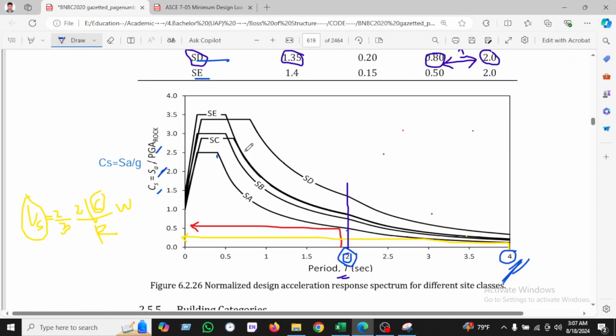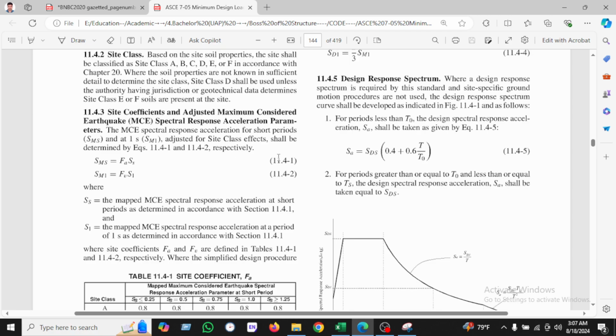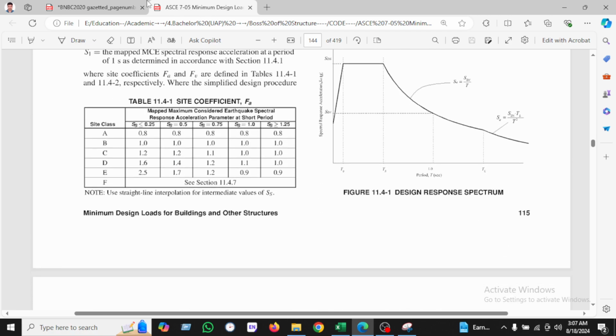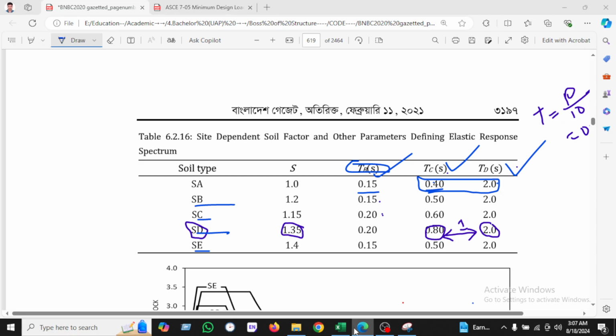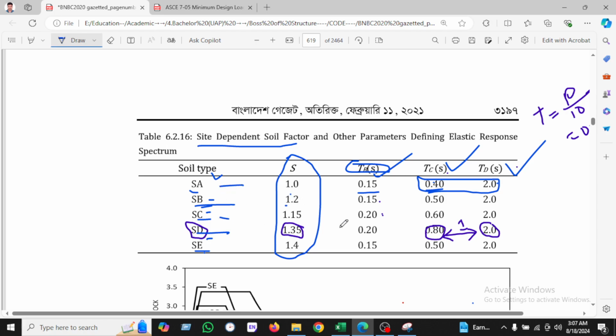Here are the BNBC codes and here is the ASCE 7-05. So I am following BNBC and ASCE 7. Here is the soil site factor, which depends on the various types of soil: SA, SB, SC, SD, and SE. Here is the soil factor, which is 1 for SA, 1.2 for SB, 1.15 for SC, 1.35 for SD, and 1.4 for SE.